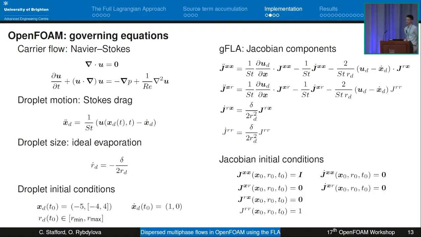And then the other half is this Jacobian tensor. So for polydispersed flows, it's a coupled set of ODEs, which we also solve along droplet trajectories and with associated initial conditions for each block. So the first two are second order because they're the motion. The second two are first order because they're just evaporation.